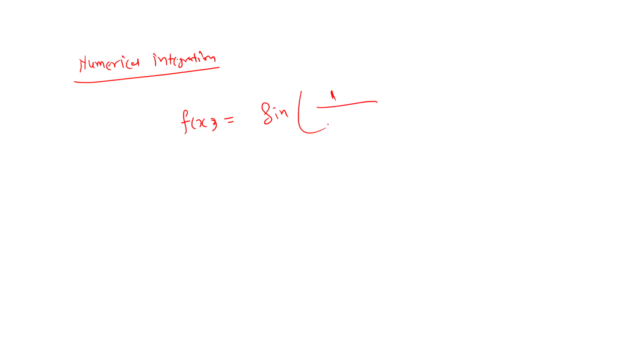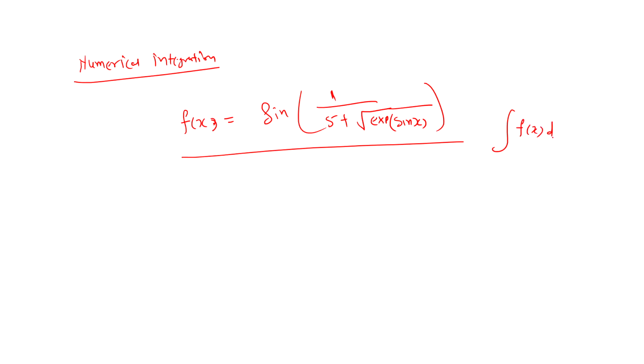Now let us go to numerical integration. So numerical integration means that we have a function f of x, and that has a very complicated form. Suppose this is 1 upon 5 plus root of exp sin x. Now this function is very complicated, you know. It is very difficult to find out the integration of f of x dx between a and b.